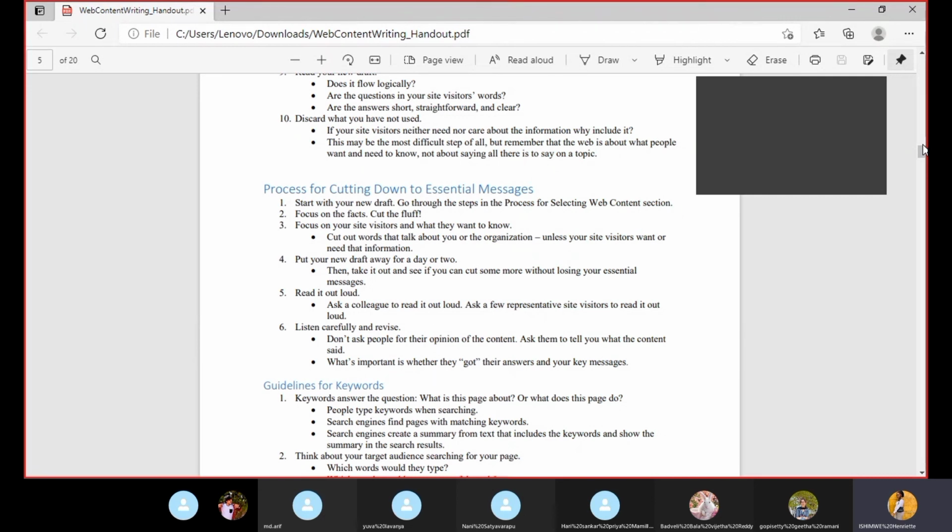What is important is whether they got the answers and your key messages. So if the visitors you have selected become able to tell you the content you have provided, this assures you that they have become able to get the answers to the questions you have tried to address with that content, and even the key messages you have provided to them.